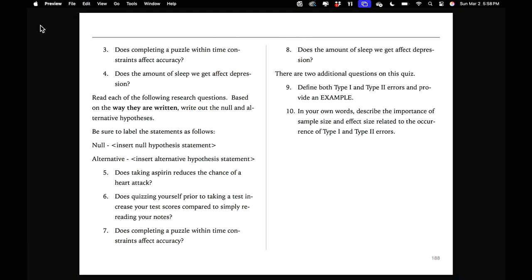And then for the last 2 questions, define type 1 and type 2 errors, and describe in your own words the importance of sample size and effect size related to the occurrence of type 1 and type 2 errors. So these are kind of a big quiz. Now, I can ask you to do a big quiz because the week after this one is spring break. So it's a really great segue into when we come back, we're going to start looking at the different tests that you will actually be using to compare means within your studies.